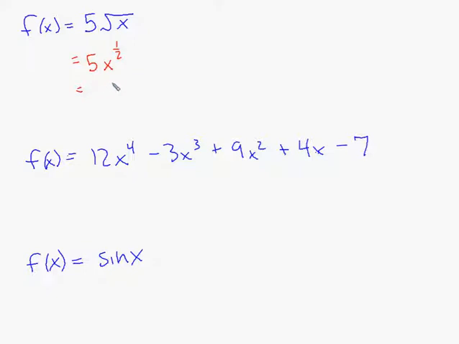Now the last one is a memorized one. The derivative of sine, this is a rule, is going to be cosine. That's a memorized one. You just have to memorize that. The derivative of sine is cosine. The derivative of cosine is not sine. The derivative of cosine is negative sine.